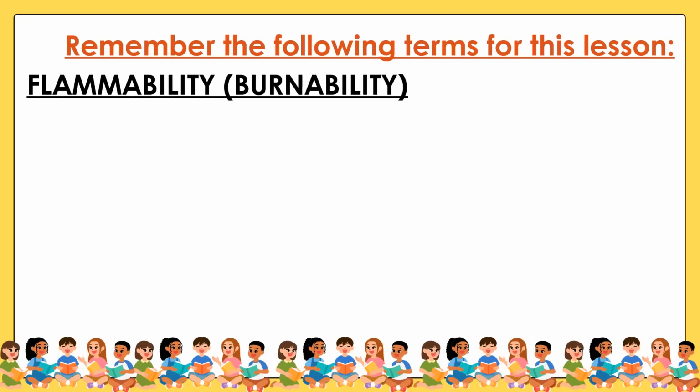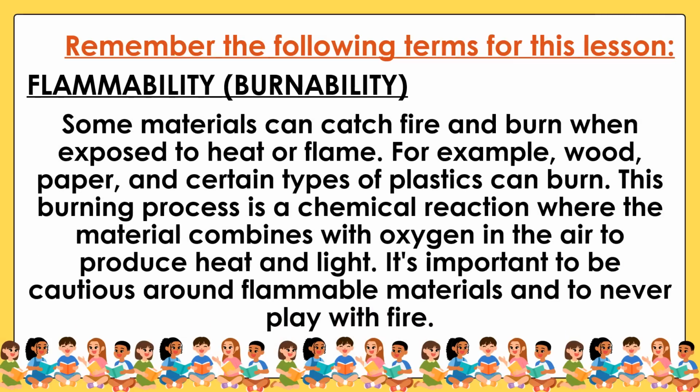Remember the following terms for this lesson. First, flammability or burnability. Some materials can catch fire and burn when exposed to heat or flame. For example, wood, paper, and certain types of plastics can burn. This burning process is a chemical reaction where the material combines with oxygen in the air to produce heat and light. It's important to be cautious around flammable materials and to never play with fire.